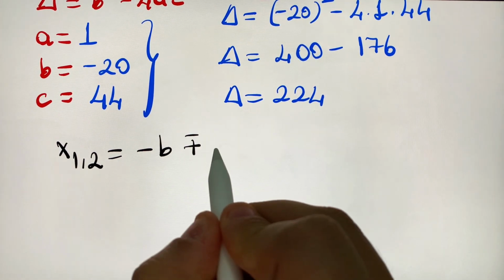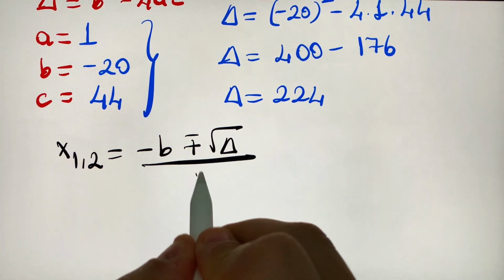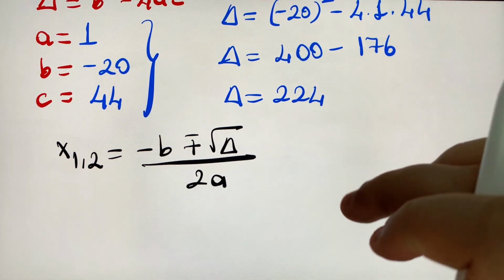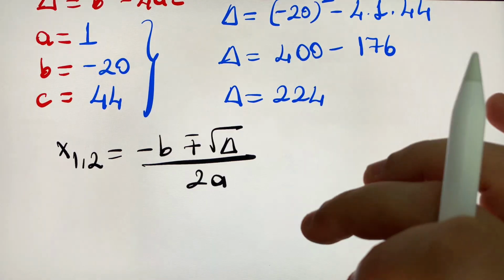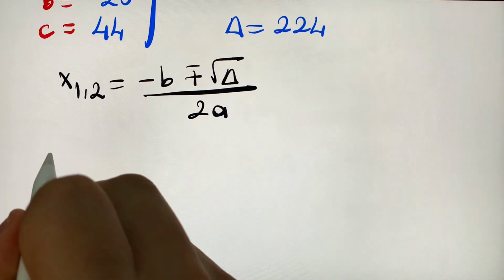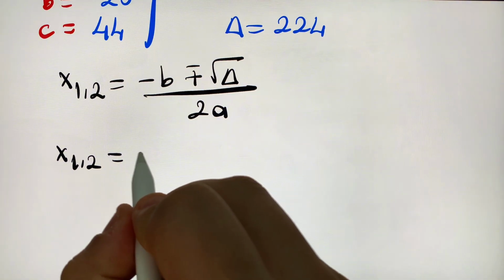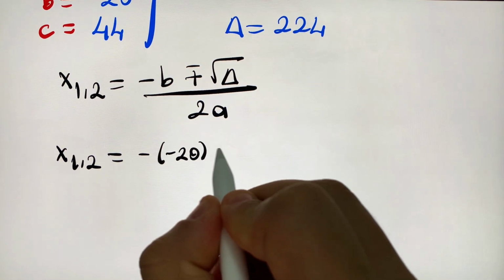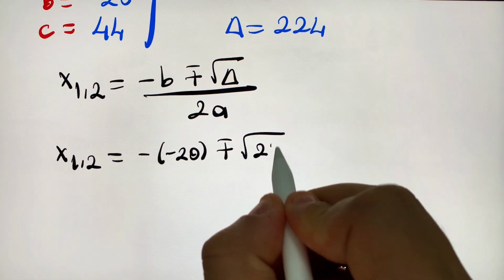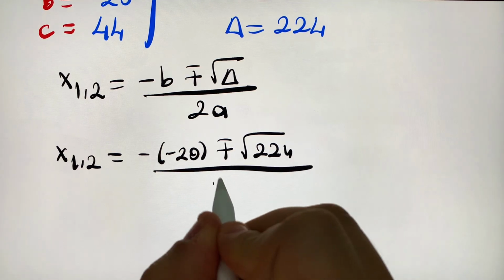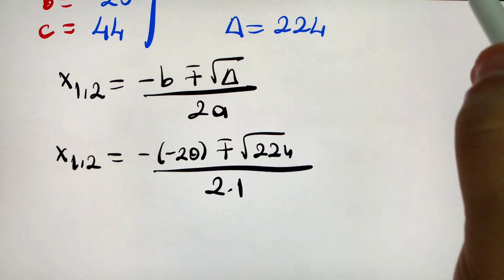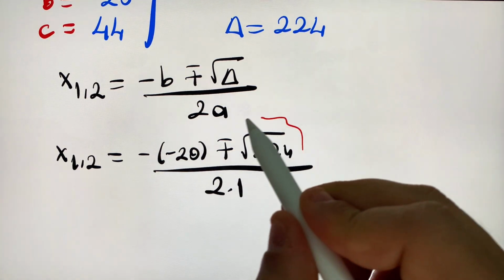minus b plus minus root delta over 2 times a. We use this method because it is not factorable. So x1,2 is equal to minus minus 20 plus minus root 224 divided by 2 times 1. Now if you pay attention, here is 224.